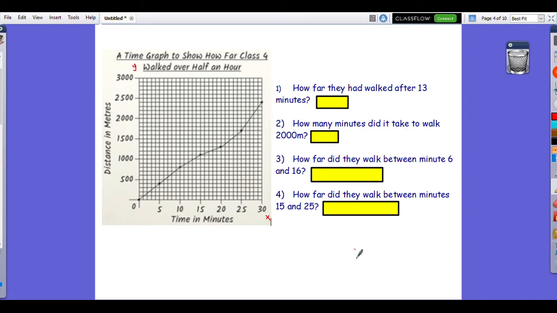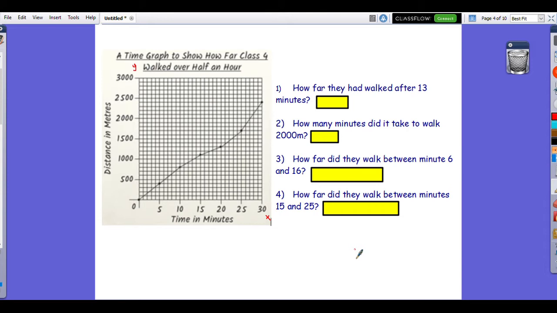Okay, question 1, have a close look at the graph. How far had they walked after 13 minutes? We'll have a look at the answer and how to work that out in a moment. Question 2, how many minutes did it take to walk 2,000 metres?